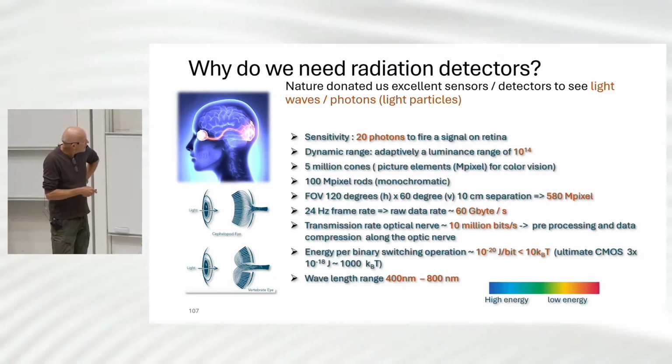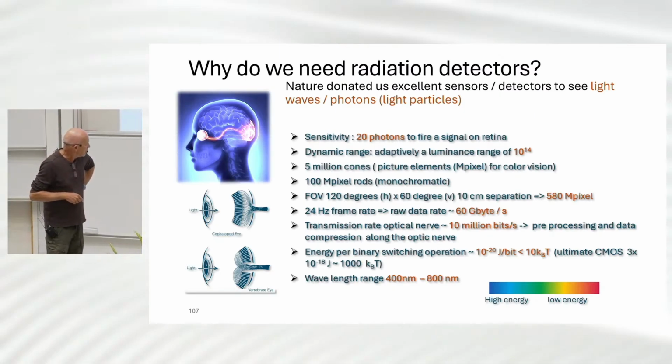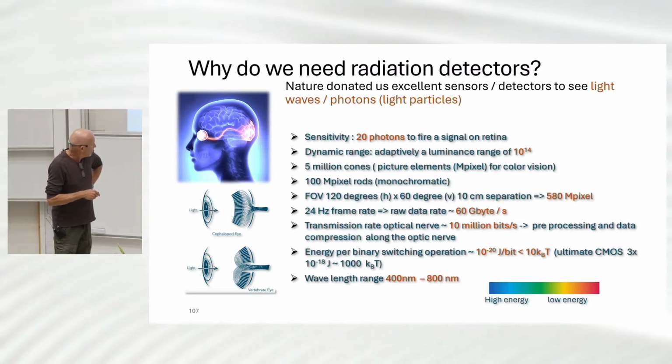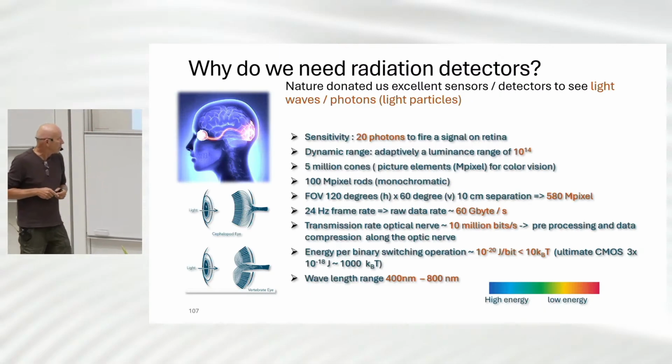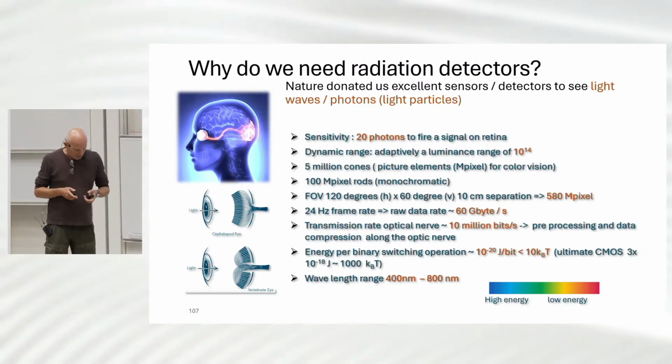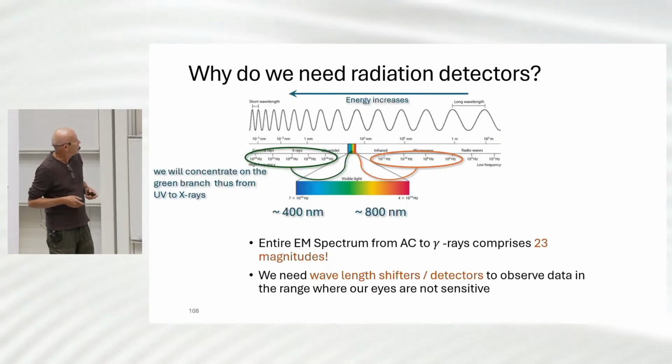But the problem is that the wavelength we are made for, the optical vision, is in the range of 400 to 800 nanometers. And here we are in the wave sort of thing for optical photons. So 400 is maybe the blue light, and 800 nanometers would be the red light. So the lower the wavelength, the higher the energy.